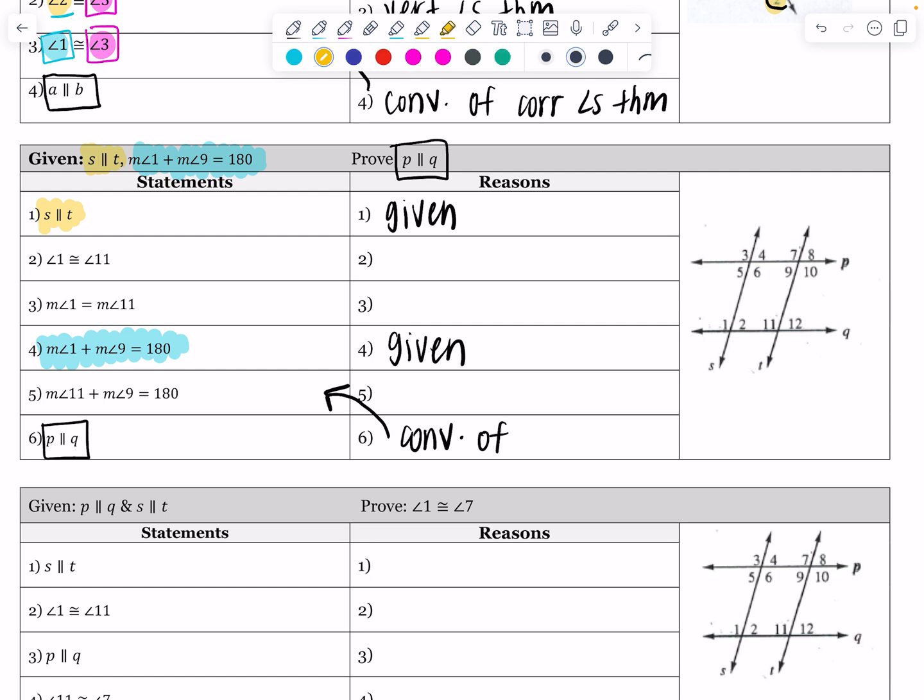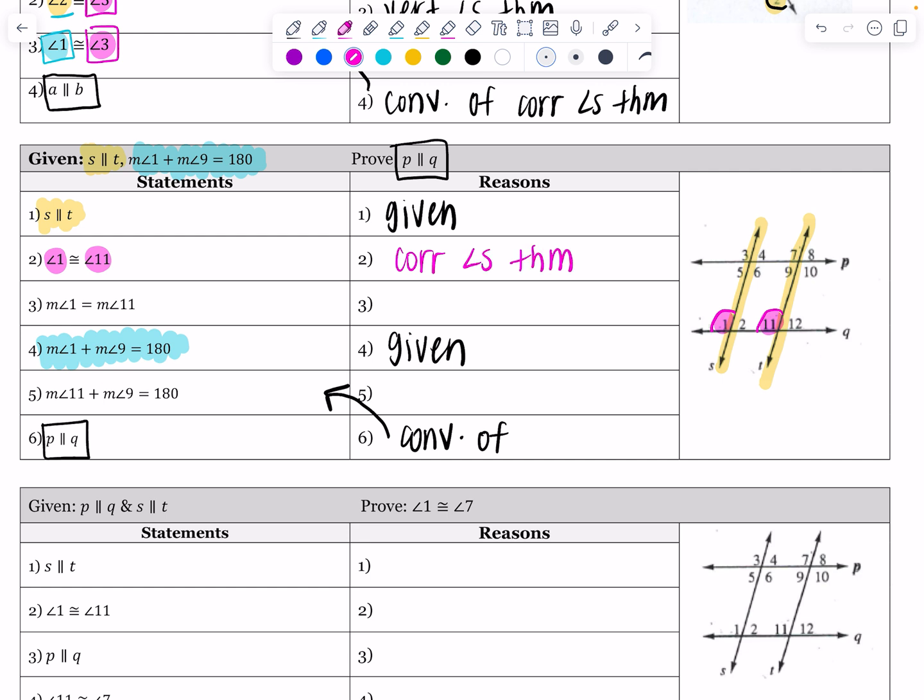So if we know that S is parallel to T, then why are angle 1 and angle 11 congruent? Well, what kind of angles are 1 and 11 on those yellow lines? Again, those are going to be corresponding angles. That's the top left corner, they're on the same side of the transversal. One is interior, one is exterior. So that is going to be our corresponding angles theorem.